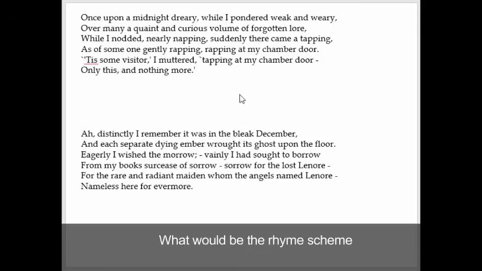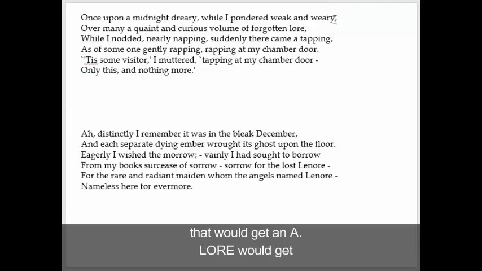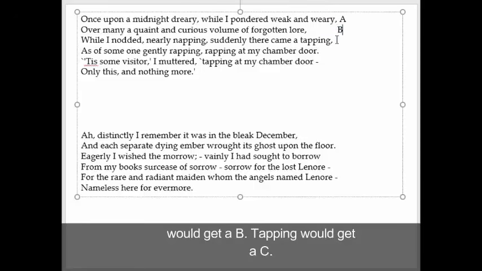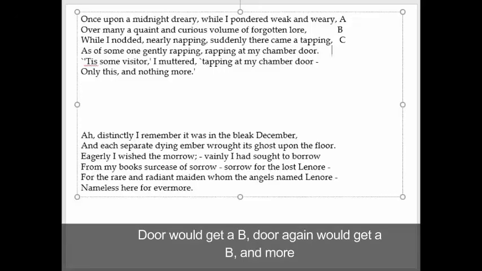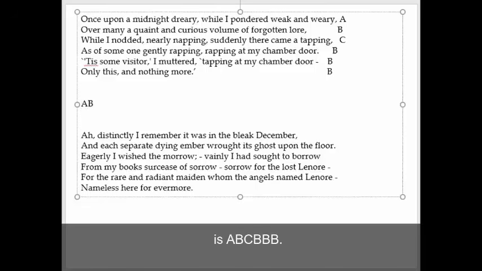What would be the rhyme scheme of stanza 1? We have weary, that would get an A. Lore would get a B. Tapping would get a C. Door would get a B. Door again would get a B. And then more would get a B. So the rhyme scheme of stanza 1 is A, B, C, B, B, B.